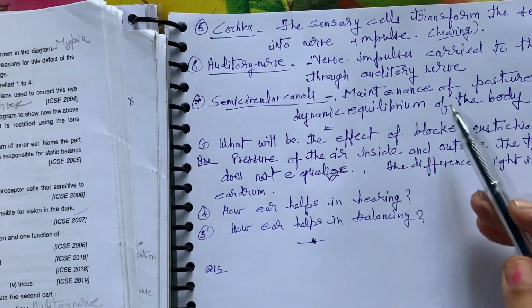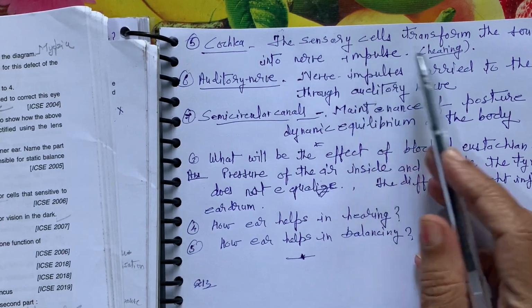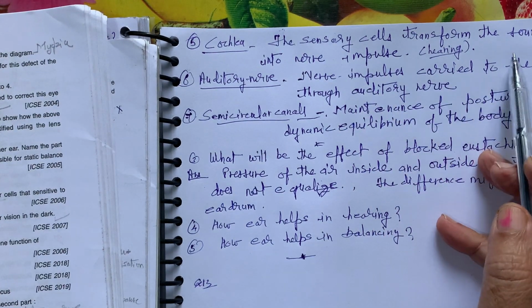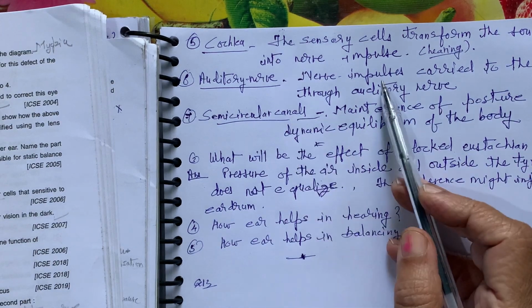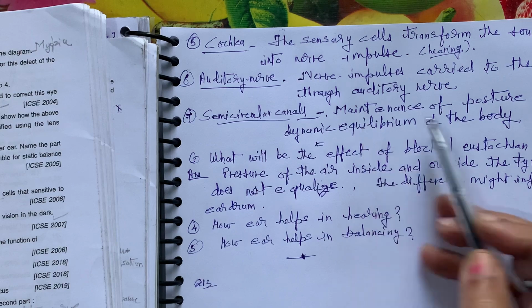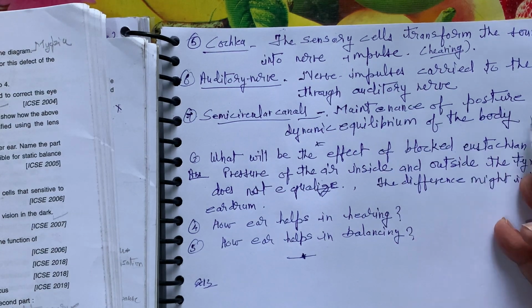And cochlea, what does it do? Cochlea, the sensory cell, transforms the sound waves into nerve impulses and also helps in hearing. Auditory nerve: nerve impulses are carried to the brain through the auditory nerve. Semicircular canals: maintenance of posture and dynamic equilibrium.